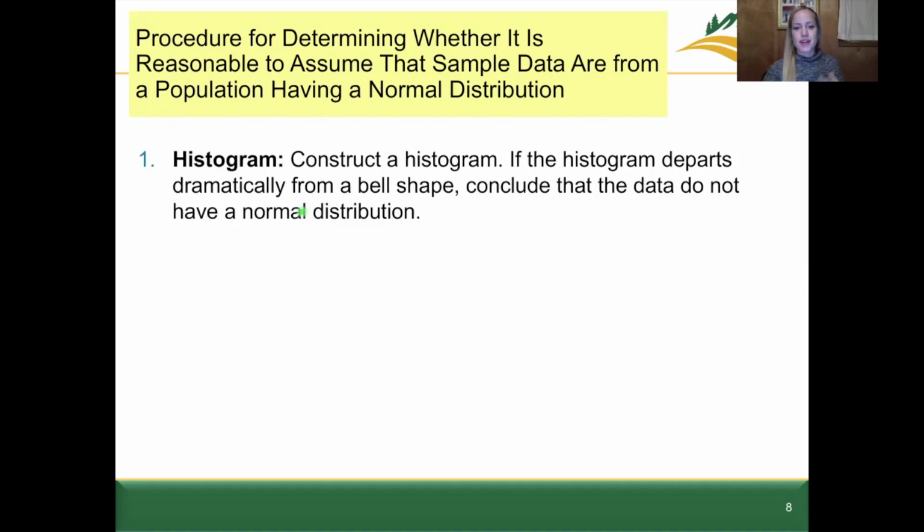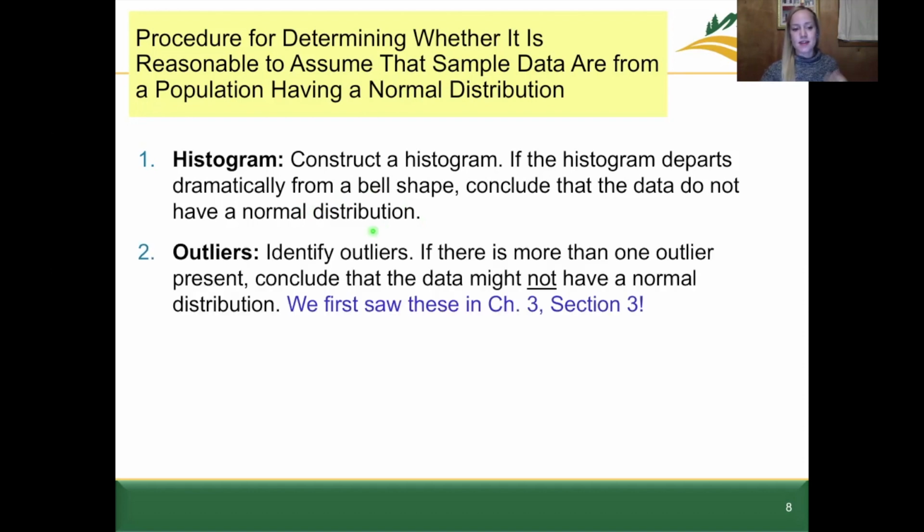So number 1 again is making a histogram. We have to do that first if we don't have a picture of a histogram in front of us. If the histogram departs dramatically from a bell shape, we can conclude that the data do not have a normal distribution. We'll look at an example of this. Number 2, we're going to identify outliers. If there is more than 1 outlier present, conclude that the data might not have a normal distribution.